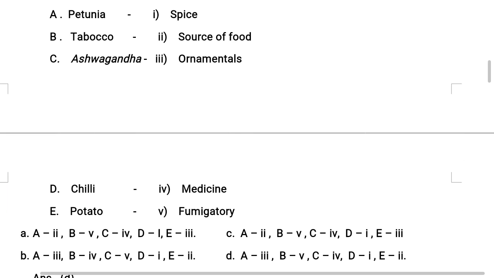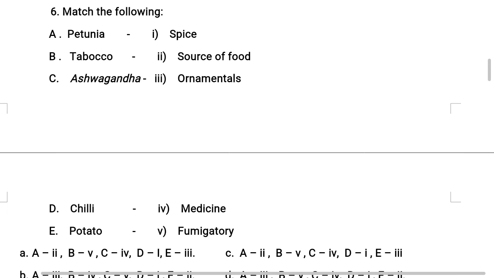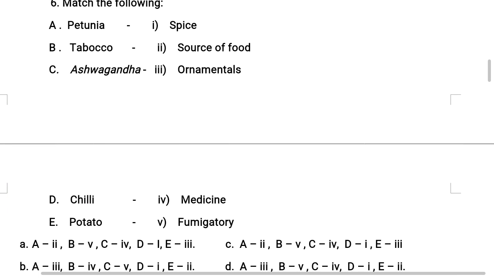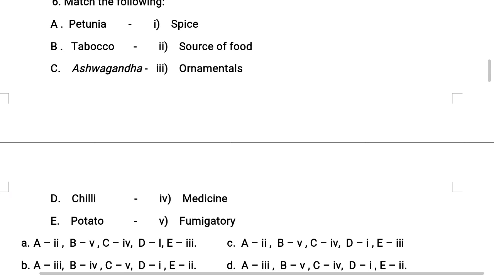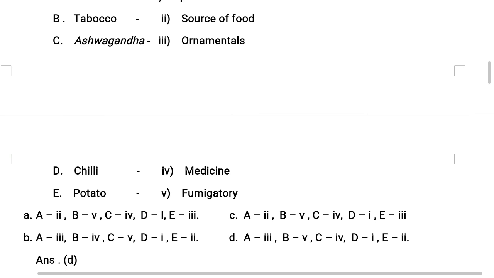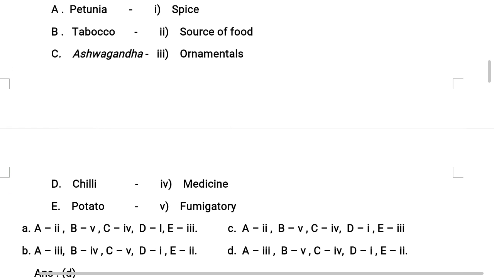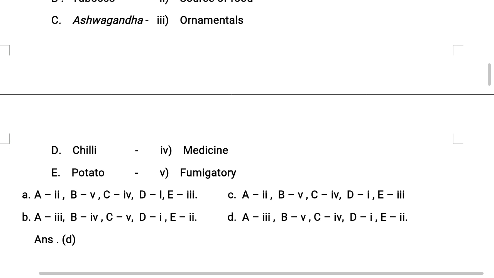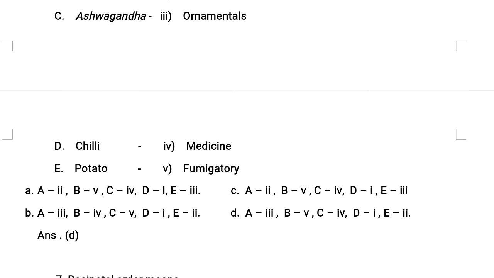Next, option D, chilies. Chilies are matching with Roman number 1, spices. As we know, we use it as a substance in food items, right? Next, E, potato, matching with Roman number 2, sorts of food. As we know, we use potato as a food resource. So the correct matching for this question is option D.